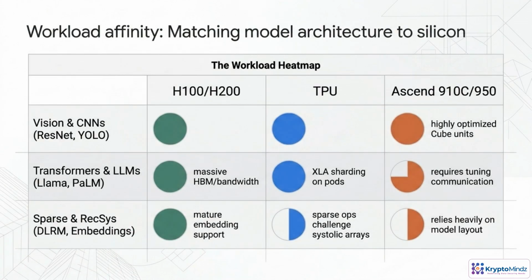Different accelerators like different workloads. For vision and classic CNNs, all three platforms do well. H100 and H200 give strong, general performance, TPUs handle big image batches easily, and Ascend's cube units are highly tuned for convolutions. For transformers and large language models, H100 and H200 shine because of massive HBM and bandwidth. TPUs can scale very far using XLA sharding across pods. Ascend can also work, but you'll spend more effort tuning communication. For sparse and recommendation models, NVIDIA's mature embedding support is strongest. TPUs and Ascend are more sensitive to sparsity patterns and layout.